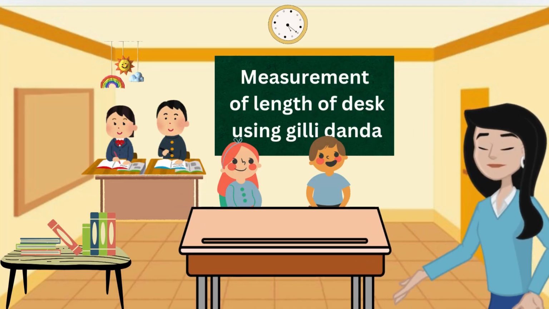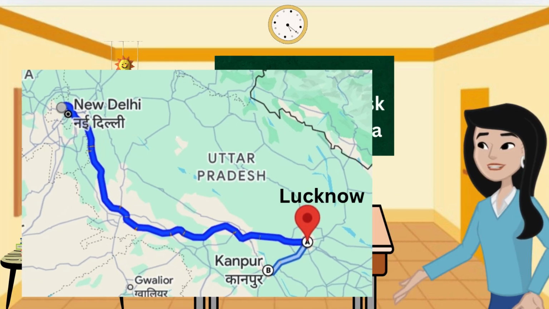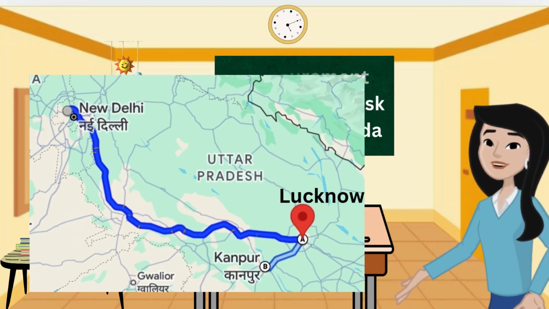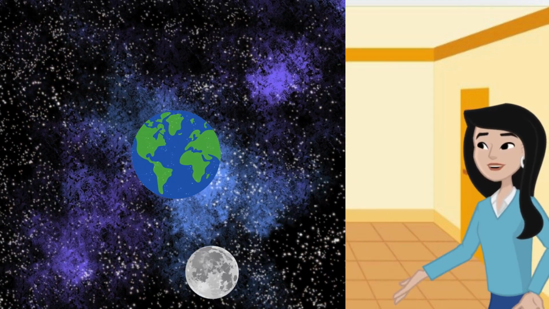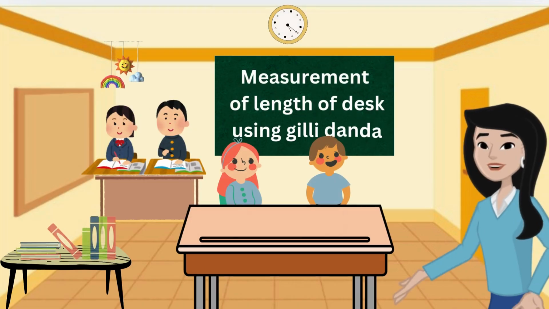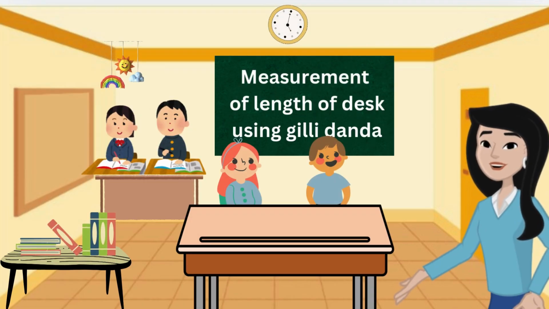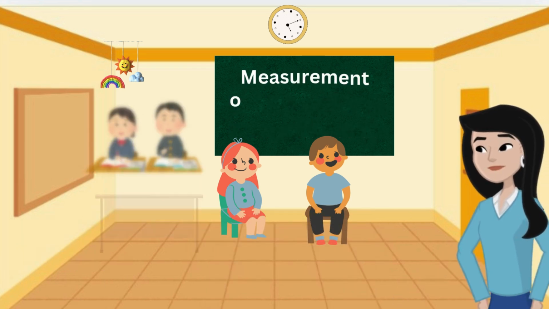How long is this room? How wide is this desk? How far is it from Delhi to Lucknow? How far away is the moon from the earth? So did you notice? All these questions have one thing in common. They all concern distance between two places.